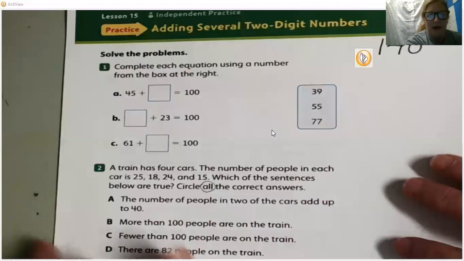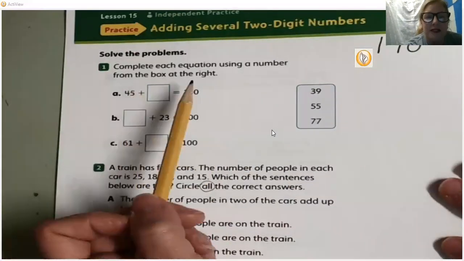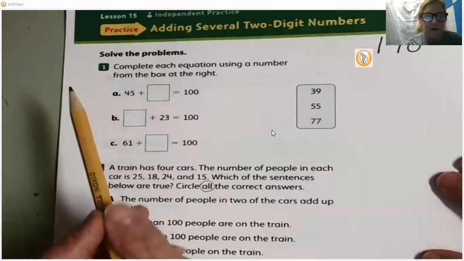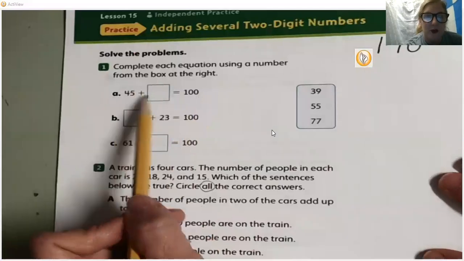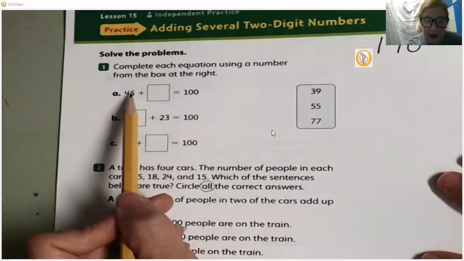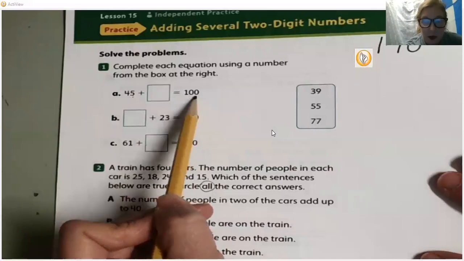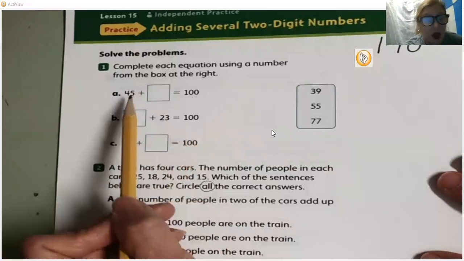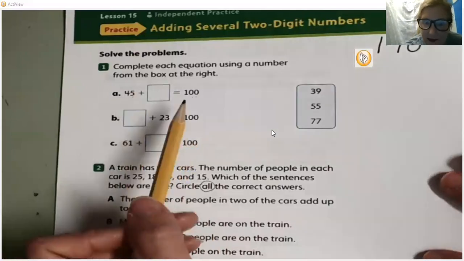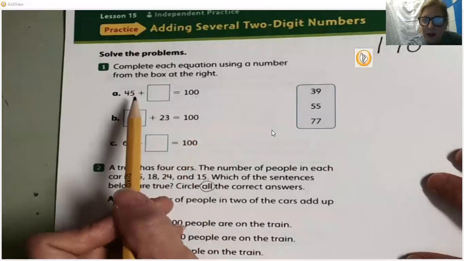Okay, and we're back. So, straighten that up. Says complete each equation using a number from the box at the right. A, 45 plus blank equals 100. Okay, so you have a 5 here, right? You need a 0. Well, you can't have a 0 when you already have 5, unless you make a 10. So we are looking for the number in the ones place that will make a 10.